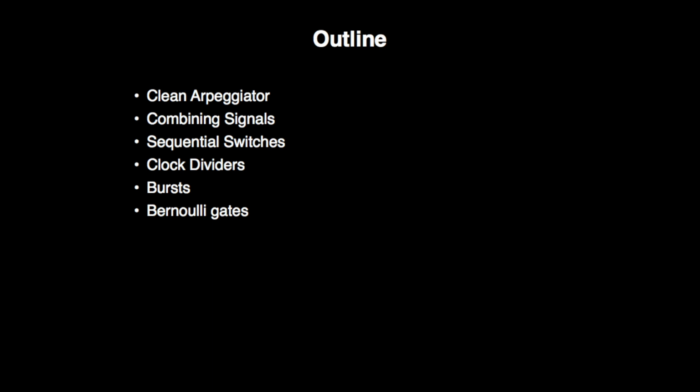The two big takeaways from this lesson should be sequential switches and clock dividers. Those are the most important things we covered. But then we also covered bursts, which is a module that allows you to send just a scatter shot of triggers, and Bernoulli gates, which allow us a little bit of random selection as we're working with clocks.